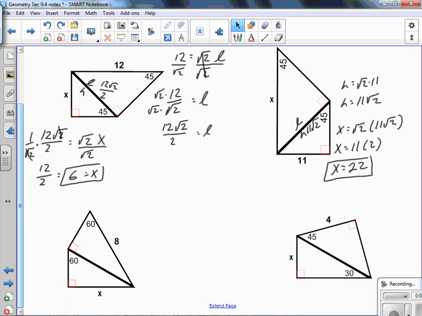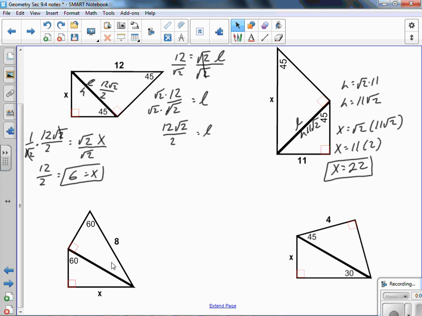All right, so then these next examples throw in some 30-60-90s. So the first one here is actually two 30-60-90s attached. They're giving us the hypotenuse of this 30-60-90, and we're trying to find the long leg of the bottom 30-60-90. Now remember, in a 30-60-90, everything has to be related to the short leg.